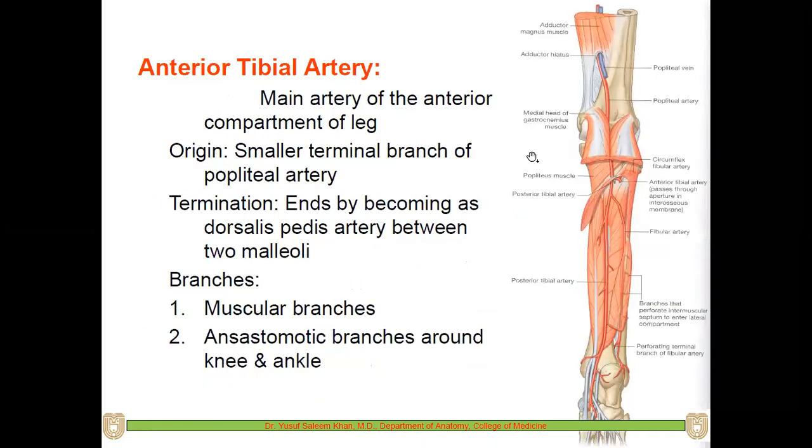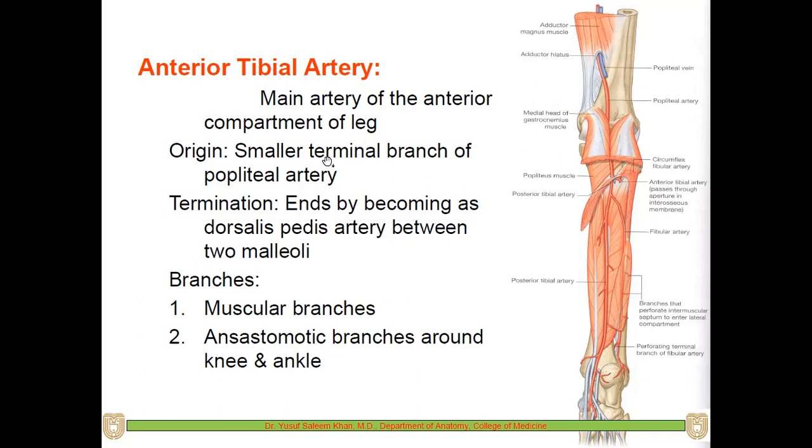Now coming downwards, the popliteal artery divides into the anterior tibial artery and the posterior tibial artery. The posterior tibial artery will supply the posterior compartment of the leg, and the anterior tibial artery will go in the front and supply the anterior compartment of the leg. The anterior tibial artery is the main artery of the anterior compartment of the leg. This is the posterior view, so we are just seeing the branch coming from the popliteal artery and going to the front. It mainly supplies the anterior compartment of the leg.